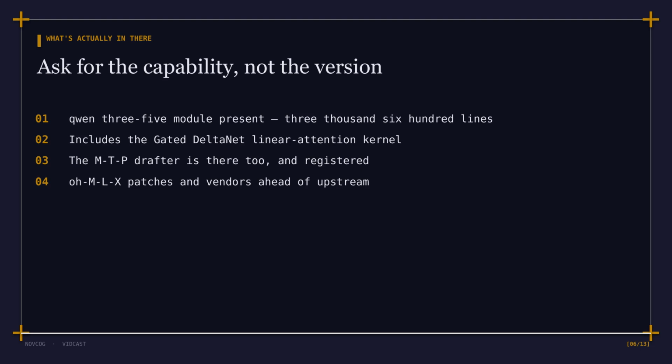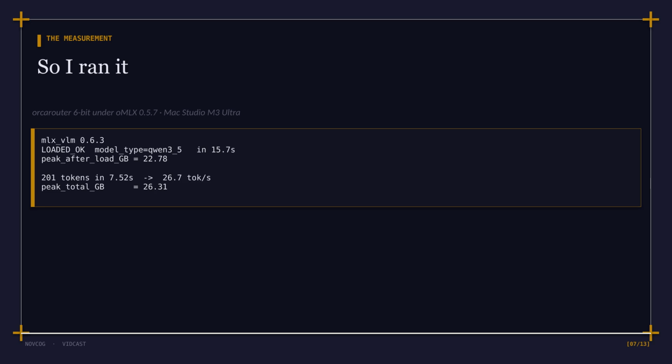The reason is simple. oMLX does not ship stock mlx-vlm. It carries its own patch tree and ships model support ahead of the upstream release. It is numbered after. The version number names the base it forked from. It is not a statement about which architectures it knows. Static inspection tells you a module exists. It does not tell you the weights load under it.